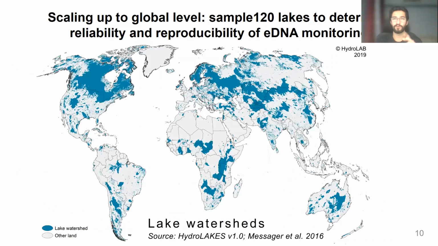And this especially will be important for our global project, where we have a grant to survey 120 lakes from around the world to really determine the reproducibility and reliability of these methods. Again, a lot of eDNA surveys have been done in small pockets. However, a global study like this has not been conducted yet.